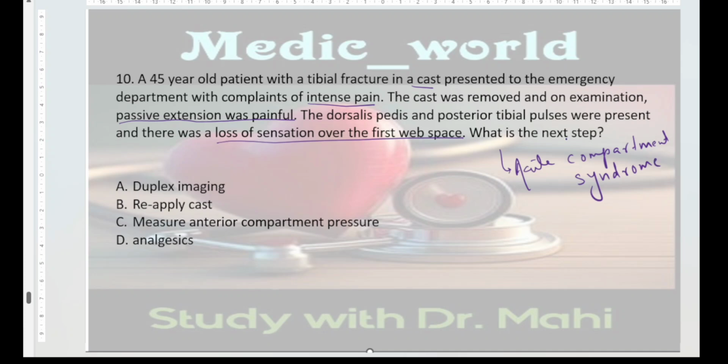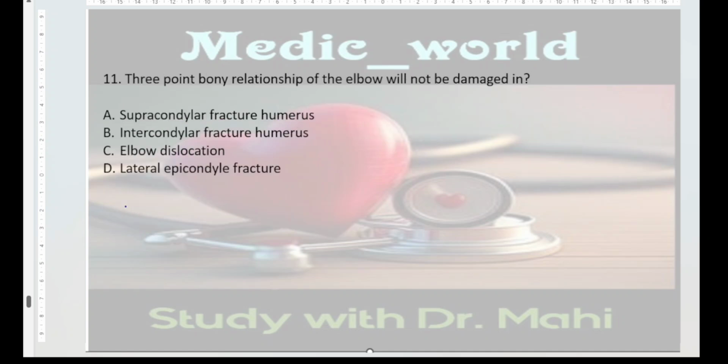Now, what is the next step? We have removed the cast. Now, as we have diagnosed, or we are suspecting the case of acute compartment syndrome, the next step is to measure the pressure of anterior compartment. So the answer to this question is option C.